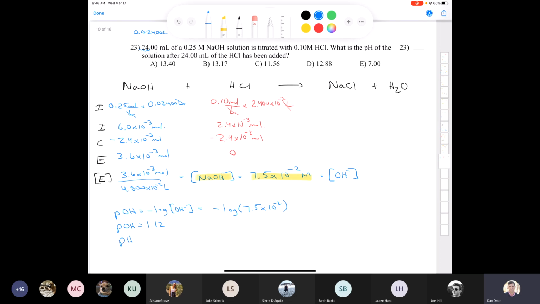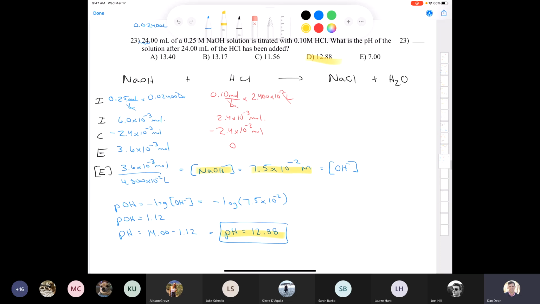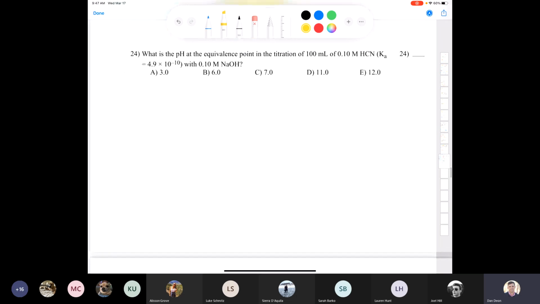I get that pH is going to be equal to 14 minus 1.12, which gives a pH of 12.88 at this point. And that better be one of the answers. Yes, it's D. There we go. So 23 involves the titration of a strong base and a strong acid, and we produce a neutral salt and water. Let's take a look at question 24.